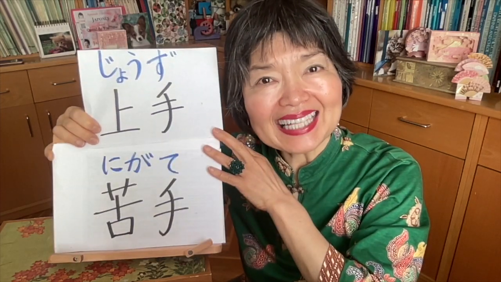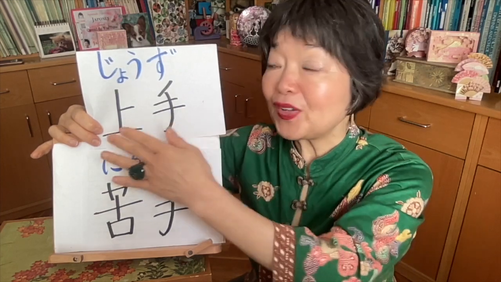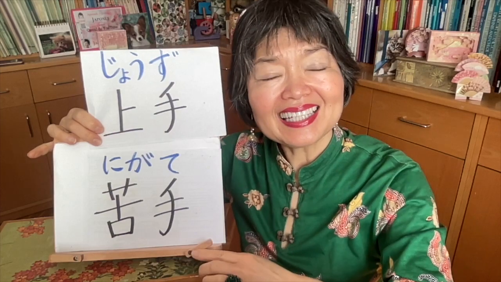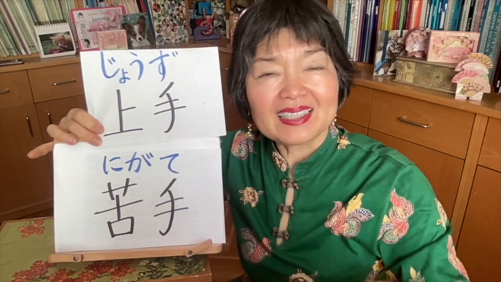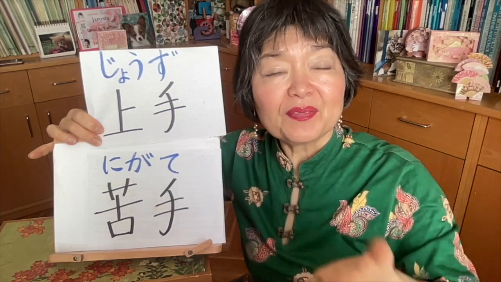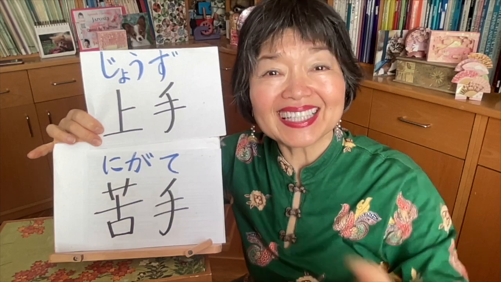These two are not adjectives. 上手 means skillful, very good at doing something. And 苦手 is the contrary: not good at doing something, or feels uncomfortable doing something. This is 苦手, or doesn't like it.